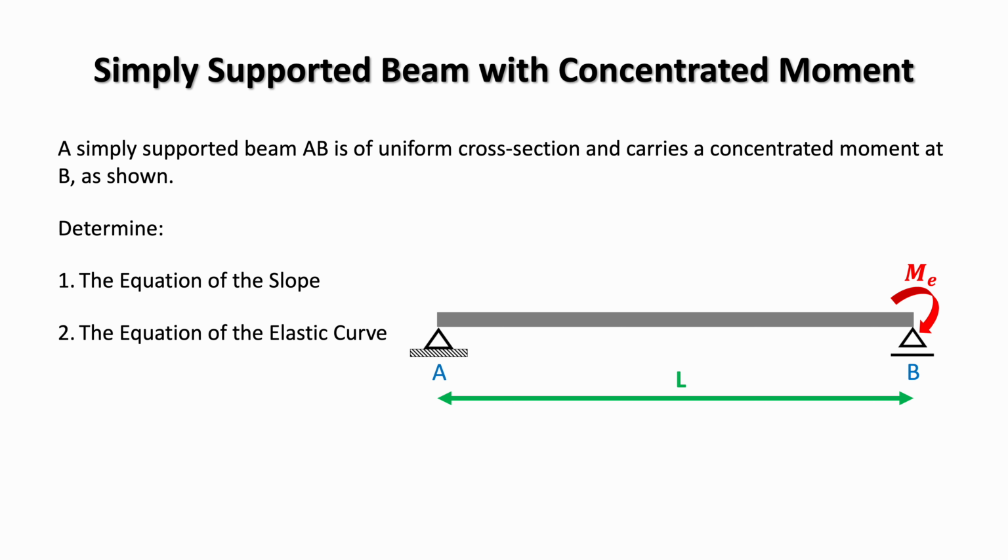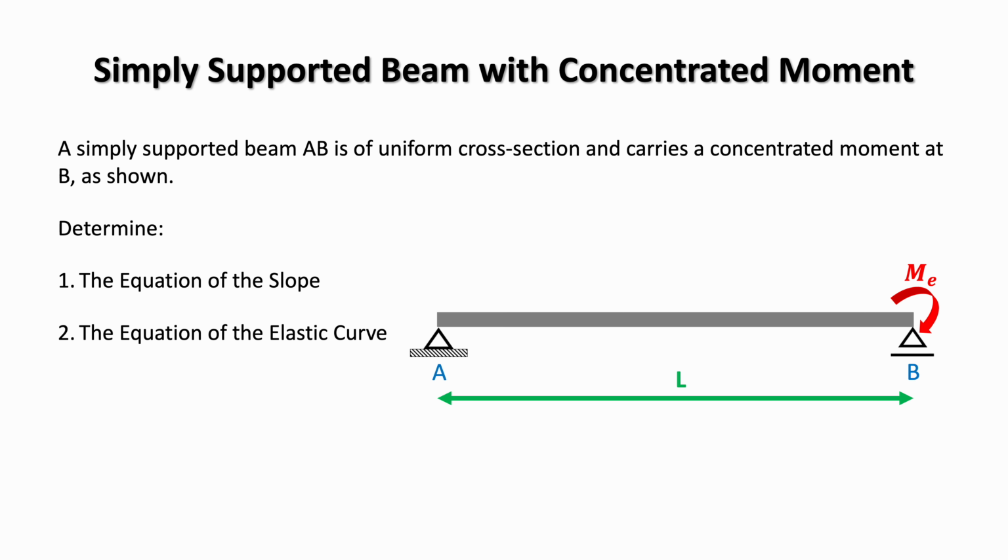For this example, let's consider a simply supported beam AB with a uniform cross-section and a span length of L. The beam is supported by a pin at A and a roller at B, and it carries a concentrated applied moment, ME, at the right-hand end, as shown.